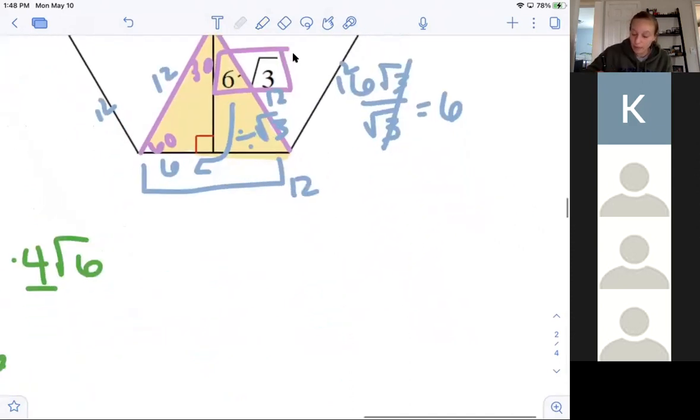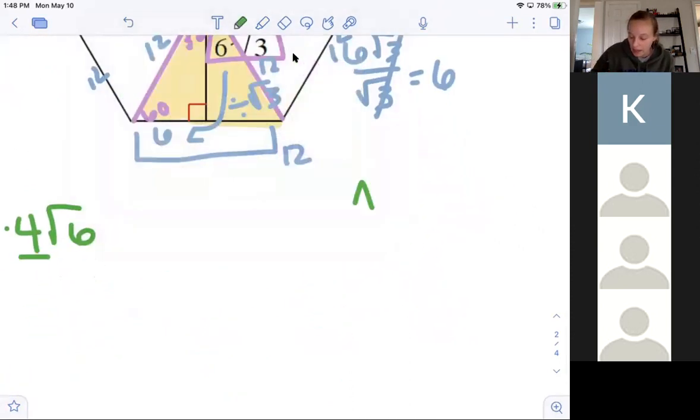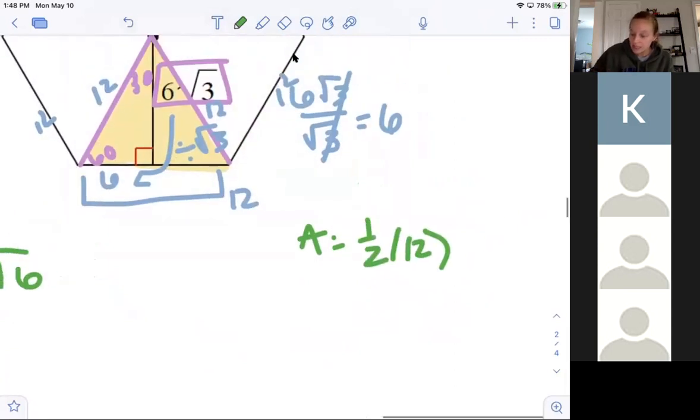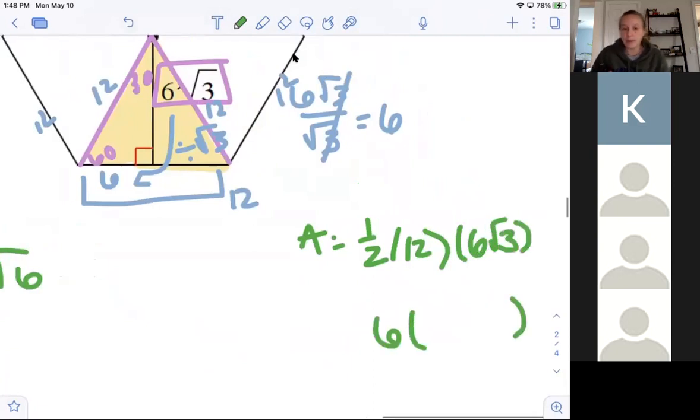The reason that's helpful is now when I do area, I'm going to do area of 1/2 times 12, which is my base, times my height, which is 6√3. And again, I'm multiplying that by 6. If you only did this little triangle, then you'd put the 6 in here, and you'd put the 12 out here because there's 12 little guys. It all works its way out in the end. Just be super careful about what you're doing and have intention with it.